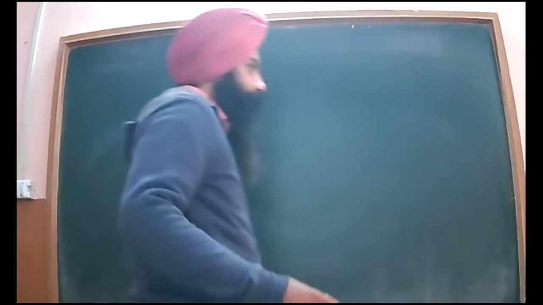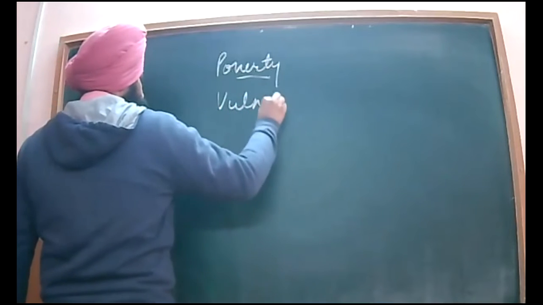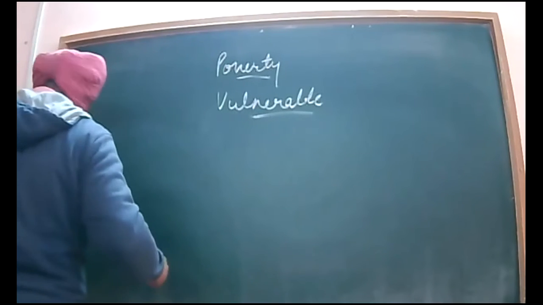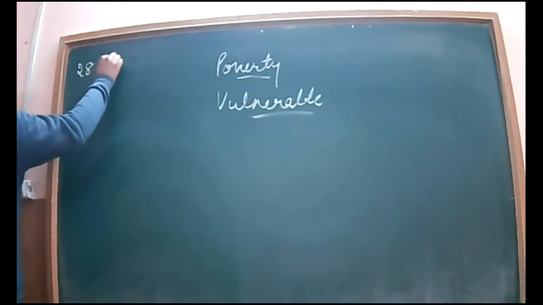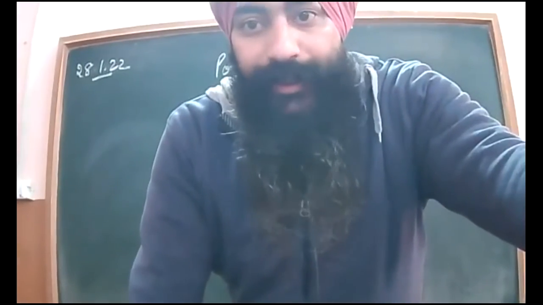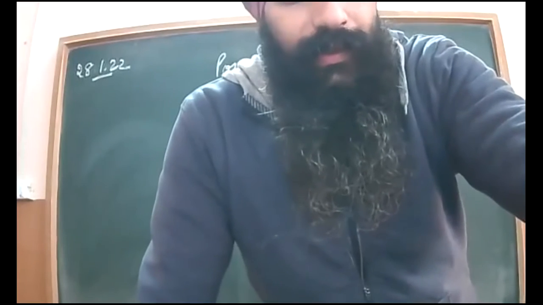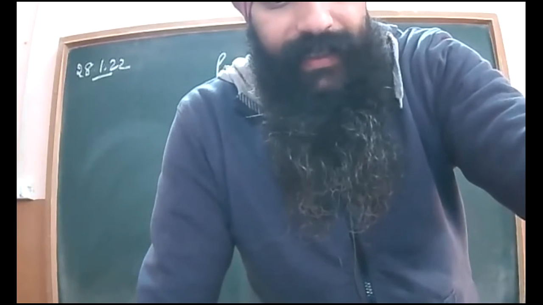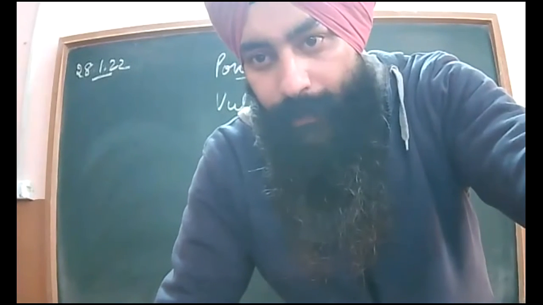Let's continue the last topic of our chapter, poverty, vulnerability of poverty. Vulnerable groups means those groups which are highly affected under poverty. Poverty and occupation are both correlated. Most of the people include agricultural and casual laborers, the tribals and the disabled or the physically challenged people, who are highly affected under poverty.